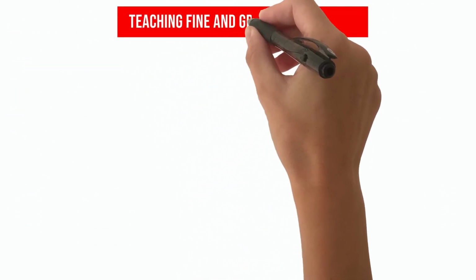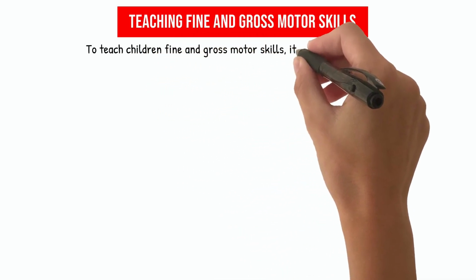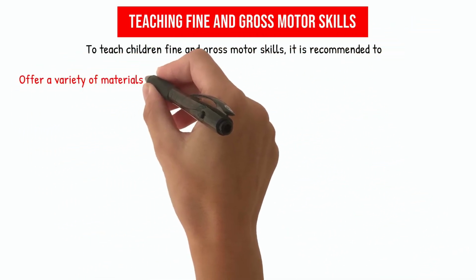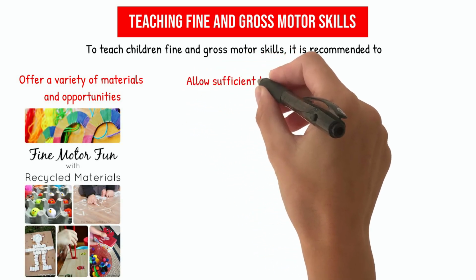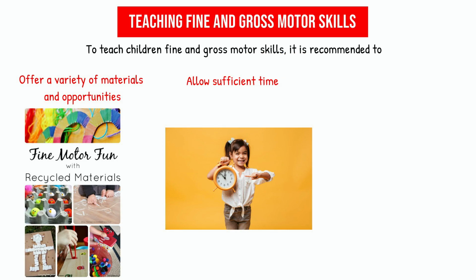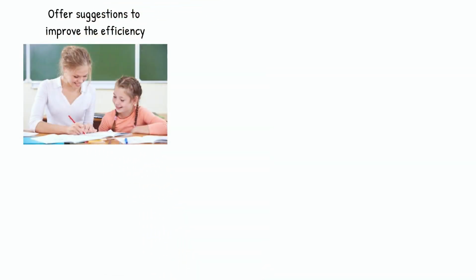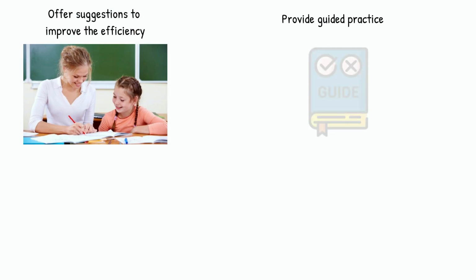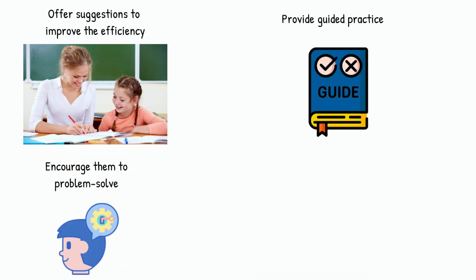Teaching fine and gross motor skills. To teach children fine and gross motor skills, it is recommended to offer a variety of materials and opportunities for them to practice. Allow sufficient time for them to practice and develop their skills. Use center-based activities and demonstrations to engage them in hands-on learning. Offer suggestions to improve the efficiency and quality of their movements. Provide guided practice and feedback to help them improve. Encourage them to problem-solve and challenge themselves. Always prioritize safety and supervise their activities.